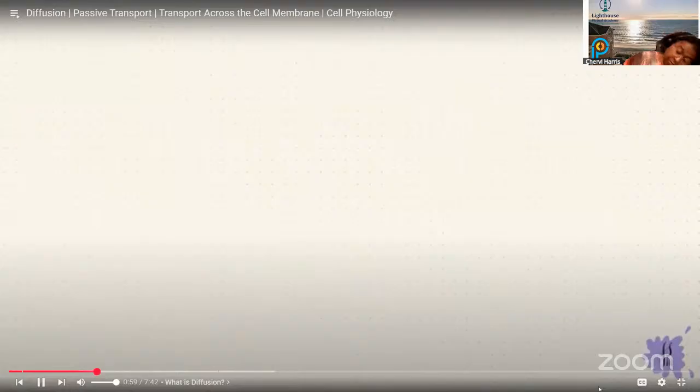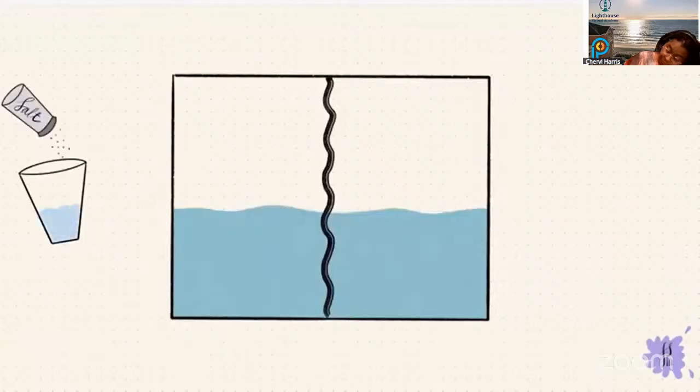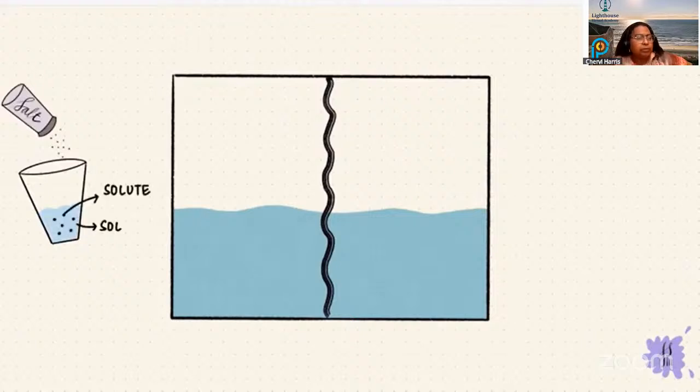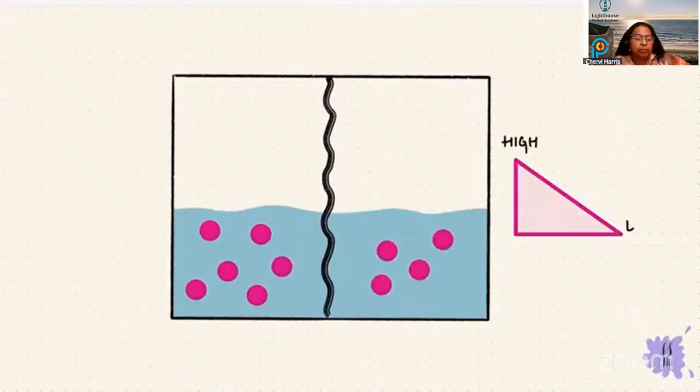To understand this, we take two solutions separated by a membrane. The solution has a solute and a solvent. So for example, in a solution of salt water, salt is the solute and water is the solvent. The concentration of the solute in the solvent is different in the two solutions. One is higher and one is lower. The difference between the two concentrations creates a concentration gradient.